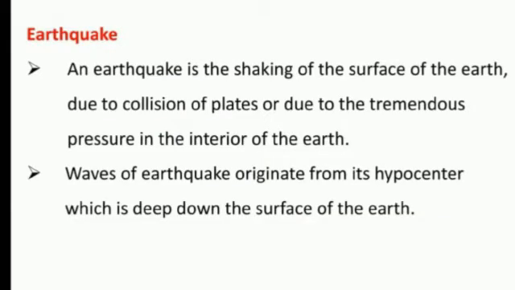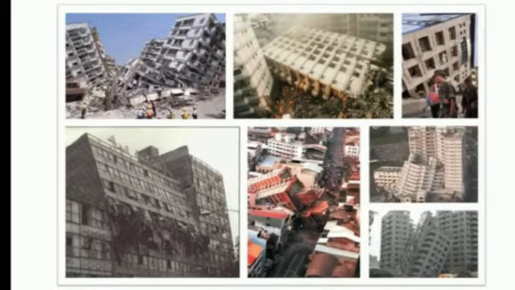Earthquake. Now we all have experienced earthquakes in some way or other. So I think it's going to be very interesting for you to know how it all starts. Initially, it's important for us to know what actually happens during an earthquake. An earthquake is the shaking of the surface of the earth. So, whenever there is an earthquake, what happens? There is sudden shaking of the surface of the earth, and this happens because of the collision of plates.